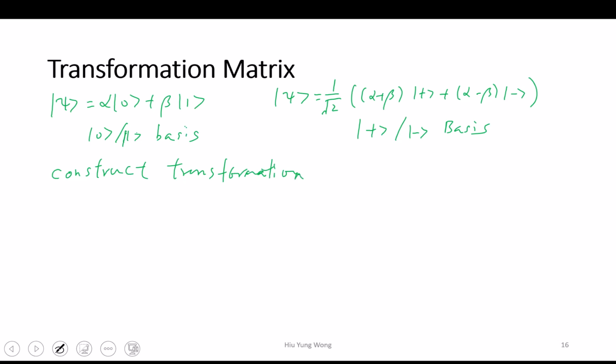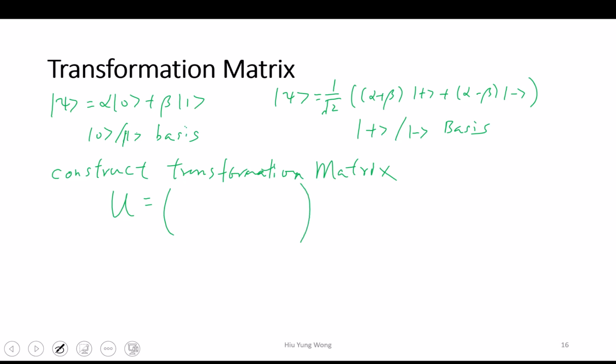I can construct a transformation matrix. I call it U. It definitely is unitary, but nothing to do with the last line. I just call it U. So how do I construct it? I'm going to construct it this way.